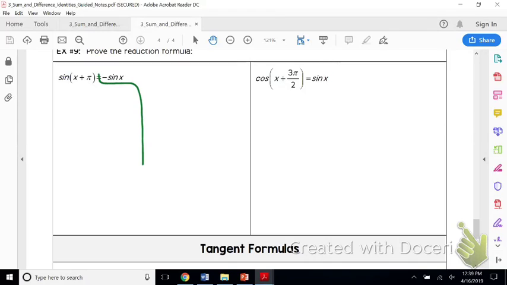You can distribute. I can't distribute because that's sine of, okay? That's like f of x plus 4. We don't distribute the f, okay? So we're going to have to use our sum of sines. So this is just our alpha and our beta. So we do that. We get sine of alpha, which is x, cosine of beta, which is pi, plus cosine of alpha, which is x, sine of beta, which is pi.